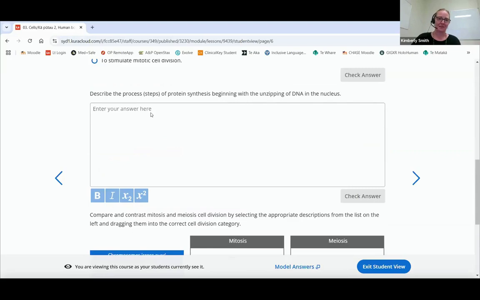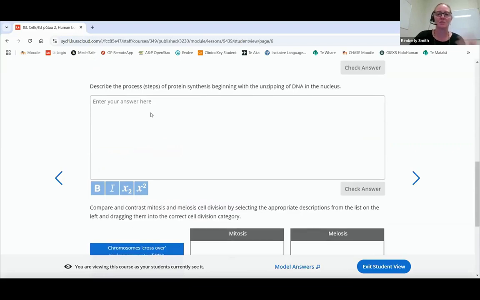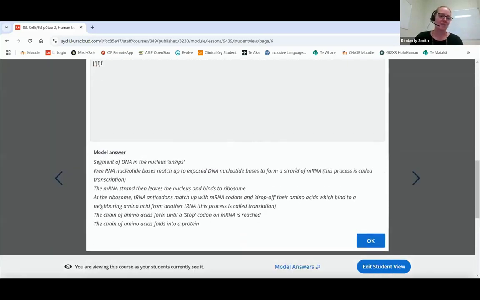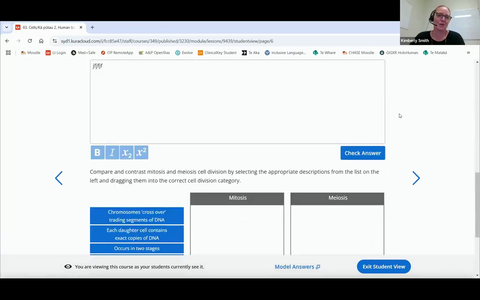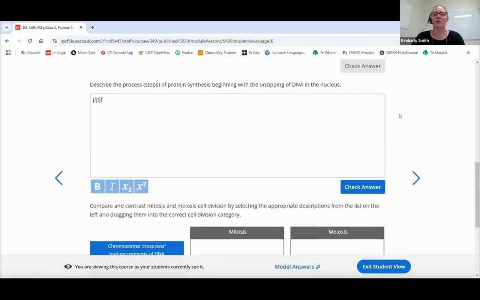For instance, I've got this question here: describe the steps of protein synthesis. It's one that they can just do. This is formative for them. They get immediate feedback if they type in some sort of answer. They can check, and they get feedback of a model answer. That's a question in the exam. It's one of our learning objectives that they need to know and understand the steps of that process.